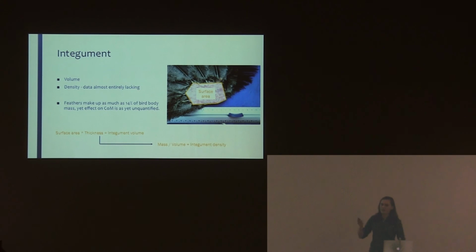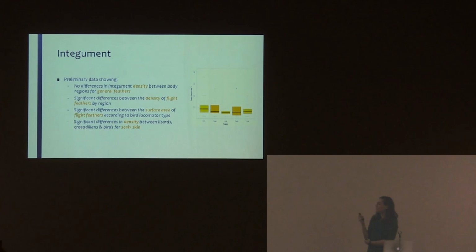And basically worked out the density by taking chunks like this, working out surface area, taking the mass, etc. And we're going to be able to apply these to our models. We've got data for flight feathers, for the general body feathers, and for scales as well. So that's the plan.